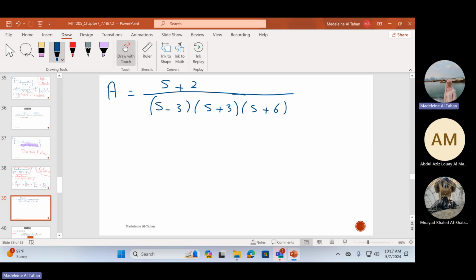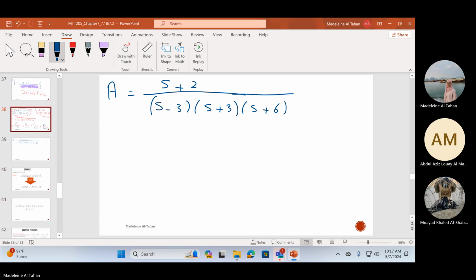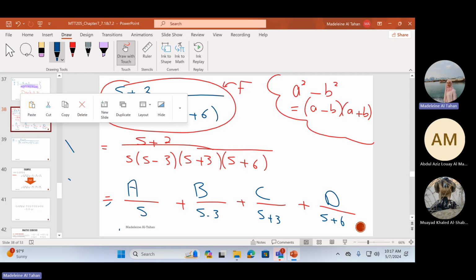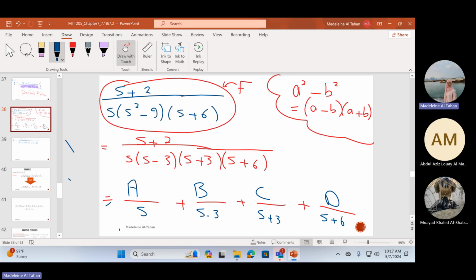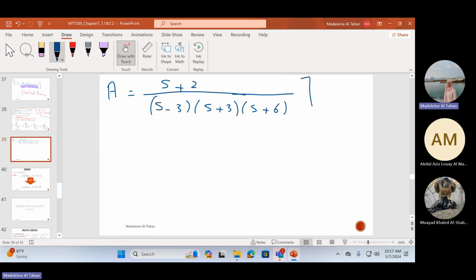We will get this one when we hide the s, right, miss? When we are hiding the s, what are we left with? What makes this denominator here 0? S equals 0. So you will evaluate this one at s equal to 0. What will we get now? 2 over negative 3 and 6. So we will get negative 1 over 27. So A is negative 1 over 27.